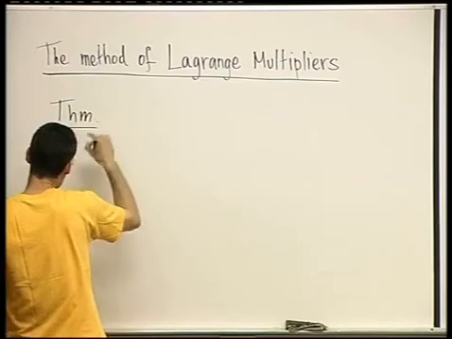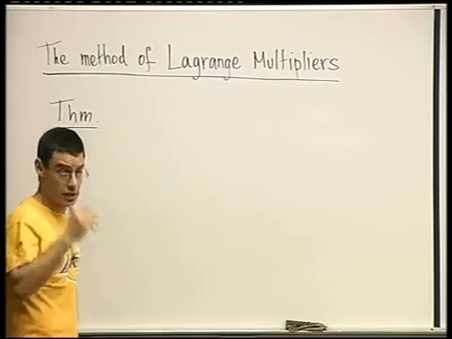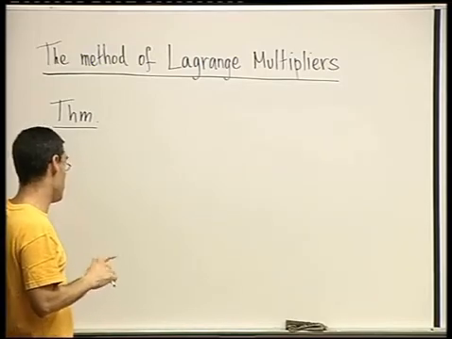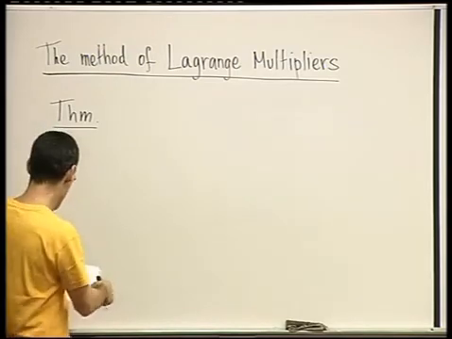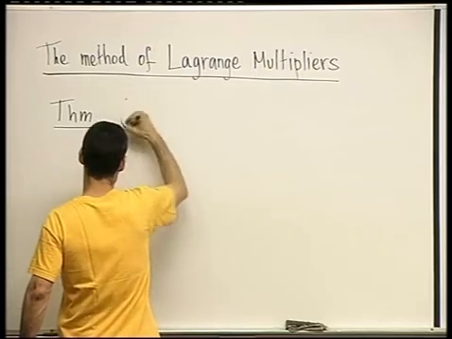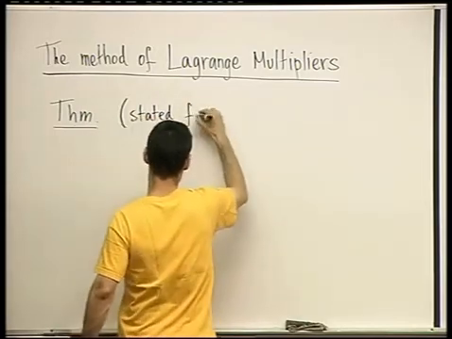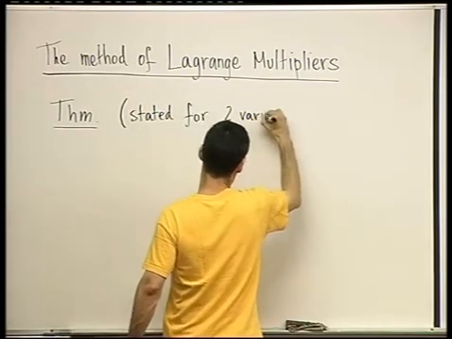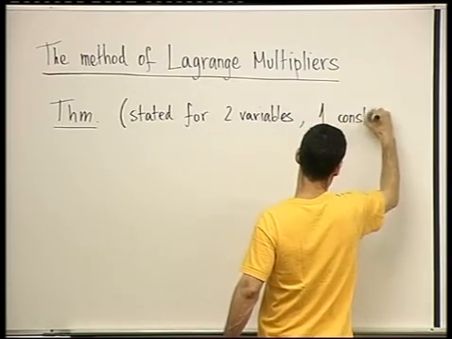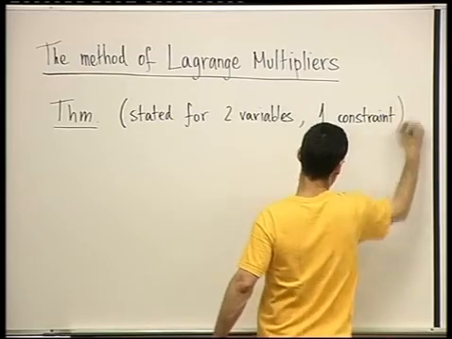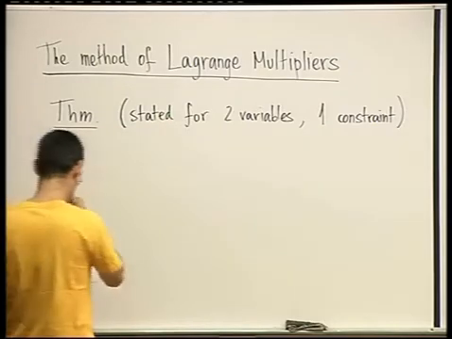The proof of the theorem that I'm going to write is not difficult, and it goes through the implicit function theorem. I'm not sure we're going to see the actual proof. It's less important than the intuition behind it, and that I want to show you. So here's the theorem, stated for two variables and a single constraint. And we're going to generalize it later for more variables and more constraints. So this is the simplest version.